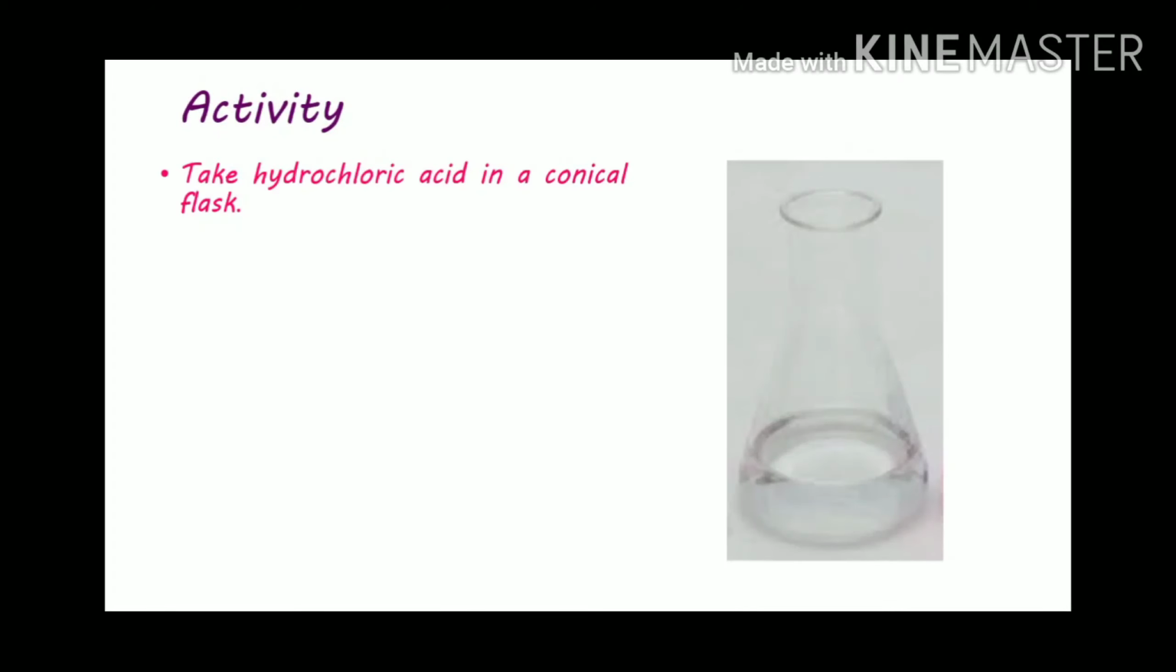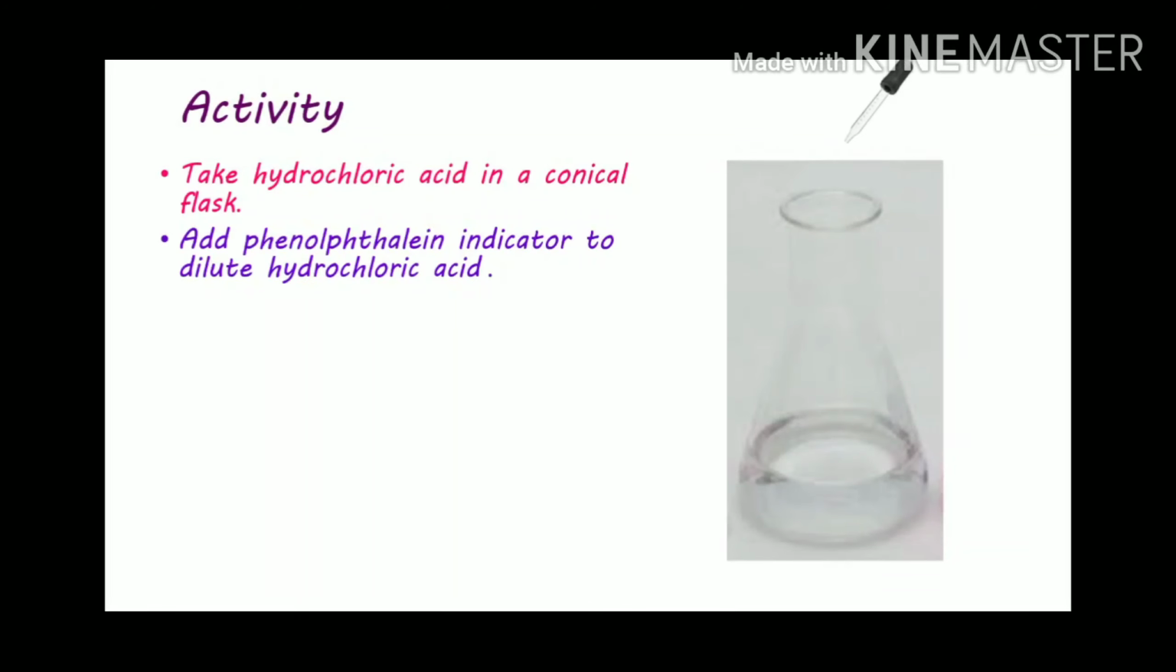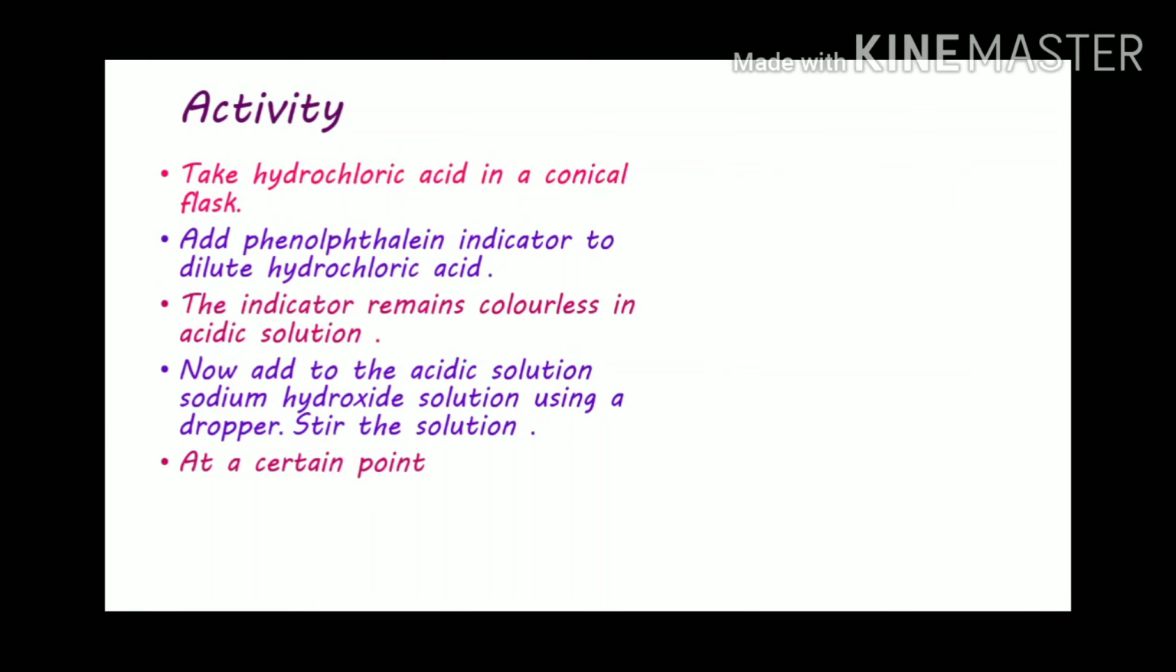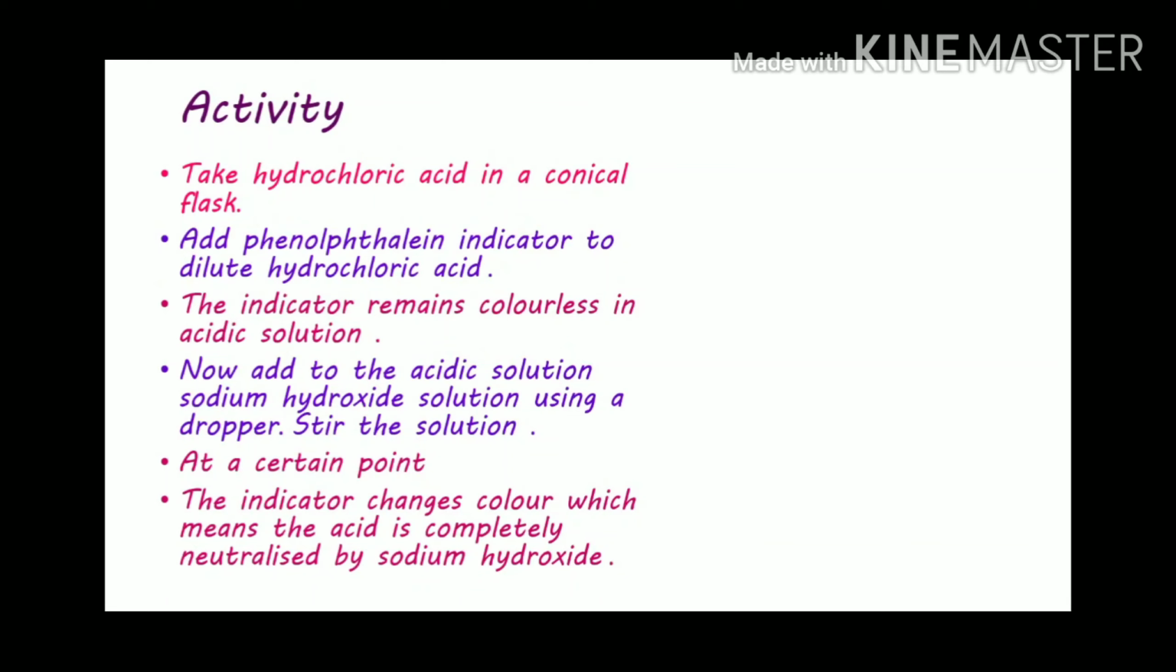Let's do an activity. Take hydrochloric acid in a conical flask. Add phenolphthalein indicator to dilute hydrochloric acid. The indicator remains colorless in acidic solution. Now add to the acidic solution sodium hydroxide solution using a dropper. Stir the solution. At a certain point, the indicator changes color, which means the acid is completely neutralized by sodium hydroxide.